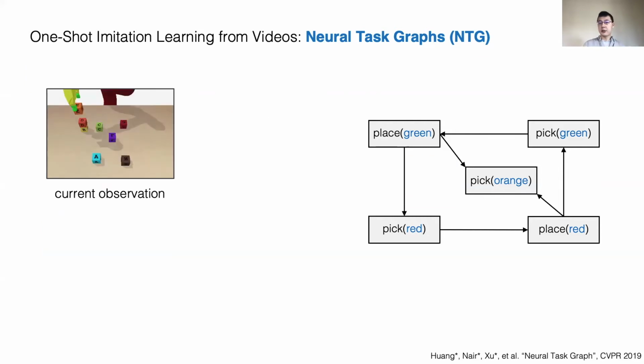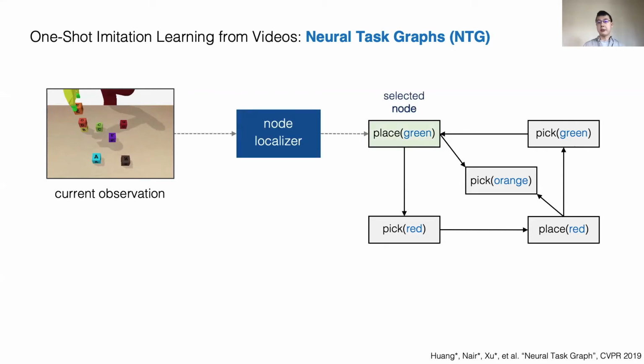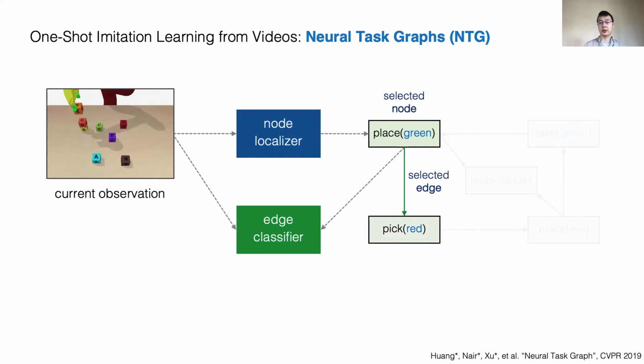So once we construct this conjugate task graph, during test time, when we have a new video demonstration, we first use a node localizer to map the current observation to a node on the graph. And then there's an edge classifier to decide what is the outgoing edge. And the end node of the outgoing edge tells us what is the next action to do.